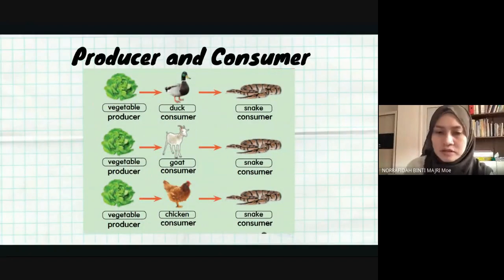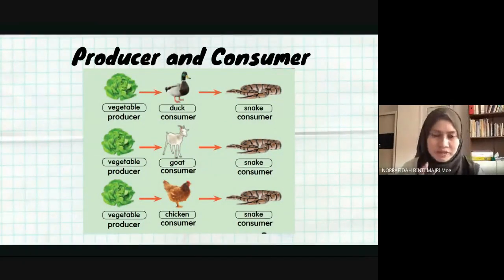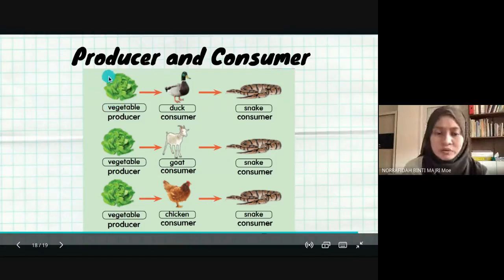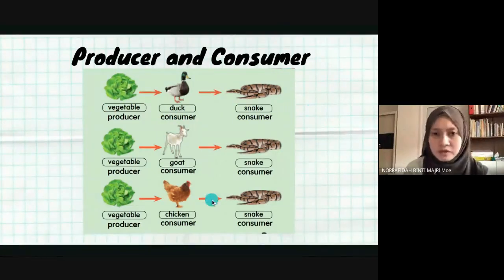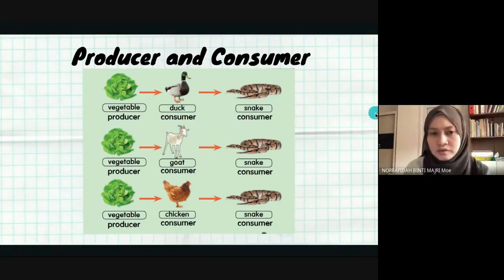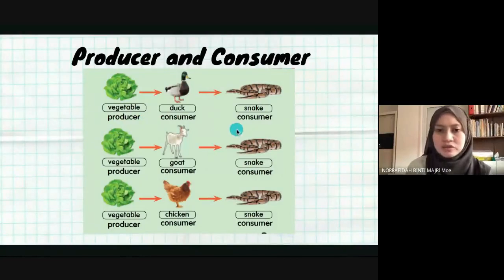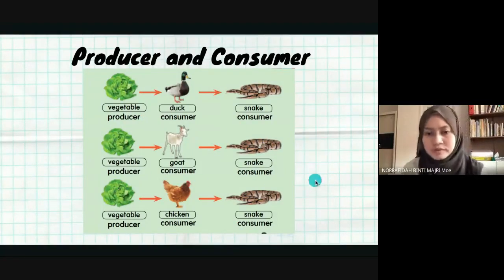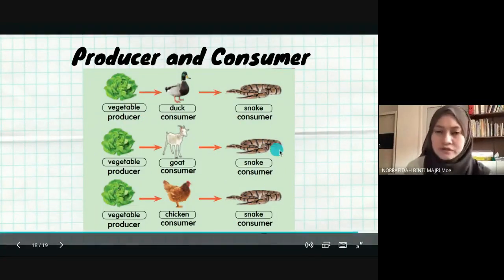Okay, so as a conclusion, we can say these are examples of which one is producer, which one is consumer. It's very easy. Anything that starts with plants we call producer. The animals after that we call consumer. If there's any animal over here, also consumer. So producer, consumer, consumer, consumer. Okay, so these are examples of food chains.